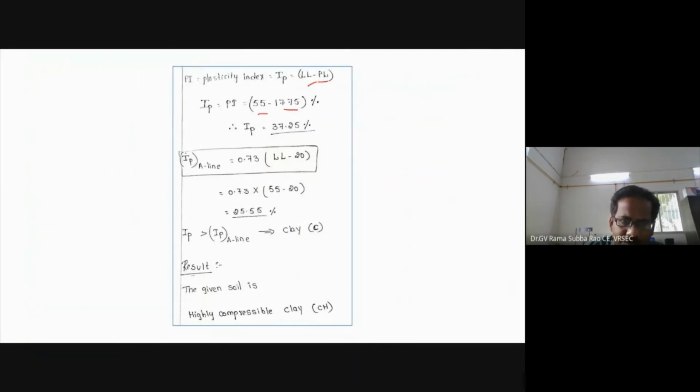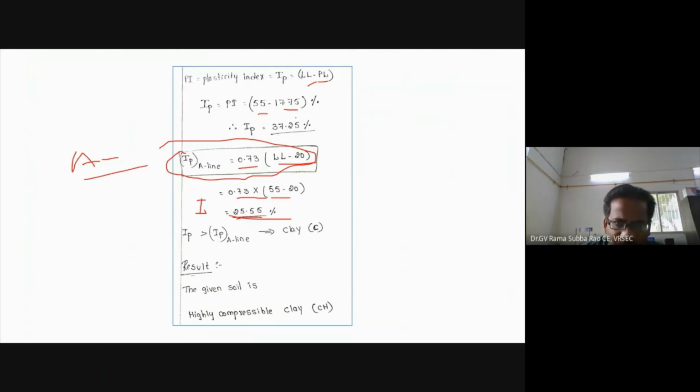Now you see I got the IPA line. The A means Arthur Casagrande, the person who invented all this. IPA line is equal to 0.73 LL minus 20. I will explain the IPA line in my next lecture during the discussion of soil classification, especially classification of fine grained soil using the plasticity chart. Here you see I got 0.73 into 55 minus 20. So I got 25.55, because liquid limit is 55. So my IPA line is 25.55.